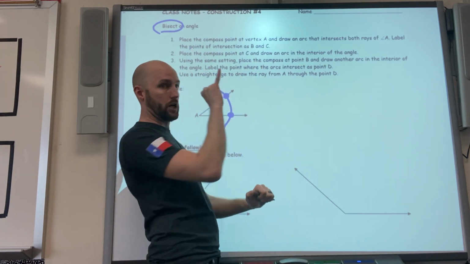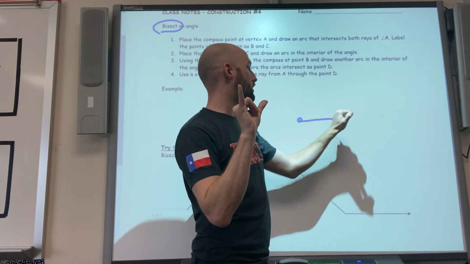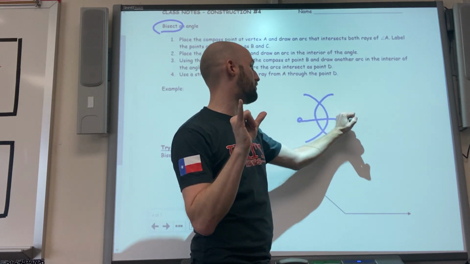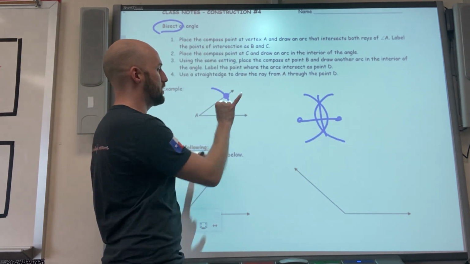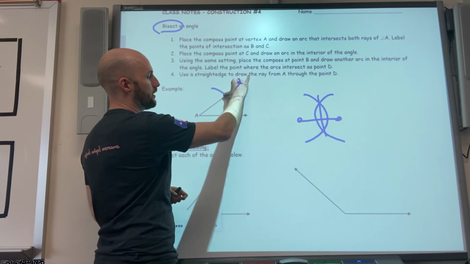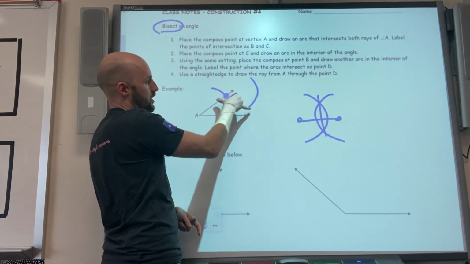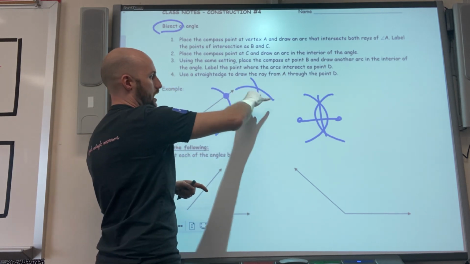So again, I haven't changed my compass yet. But remember when we bisected a segment, we did that half whooshy arc and then the other half whooshy arc from these 2 points, and that helped chop that in half. We're going to do that from here. So with that same opening, I'm going to make that half circle in this general area, and then from this point, do the same sort of thing.